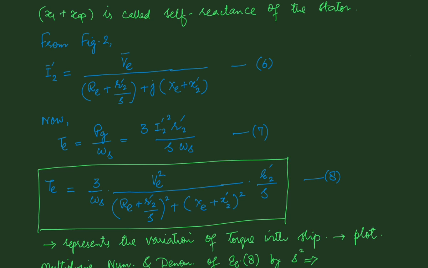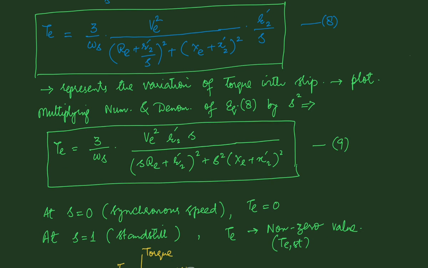from this expression, we can write torque as 3 upon omega s into, then I2 prime square will be given by this VE square divided by RE plus R2 prime by S whole square plus XE plus X2 prime whole square into R2 prime by S. This we have written here. So this portion is the square of the rotor current here, and this equation represents the variation of the torque with slip. And if we plot torque as a function of slip, we get what is known as the torque slip characteristic.